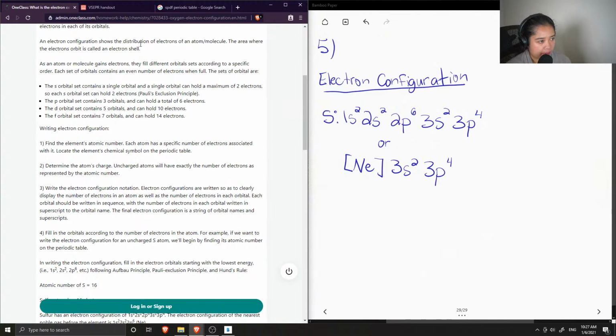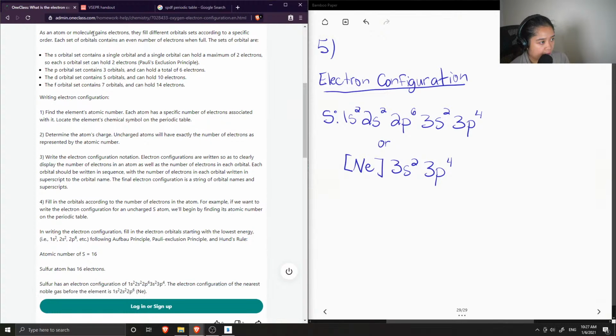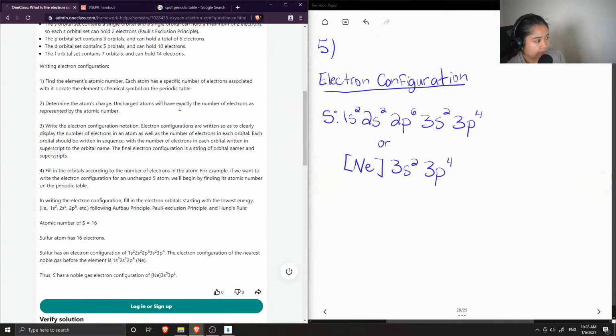So it shows the distribution of electrons of an atom in a molecule. The area where the electrons orbit is called an electron shell. As an atom or molecule gains electrons, they fill different orbital sets according to a specific order. Each set of orbitals contains an even number of electrons when full. The sets of orbitals are the s orbital, which can hold 2, the p orbital that can hold 6, the d orbital can hold 10 electrons, and the f orbital can hold 14.